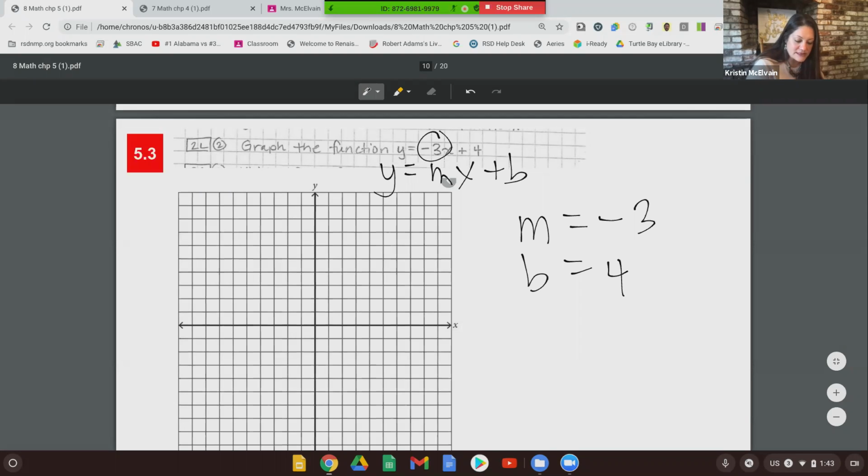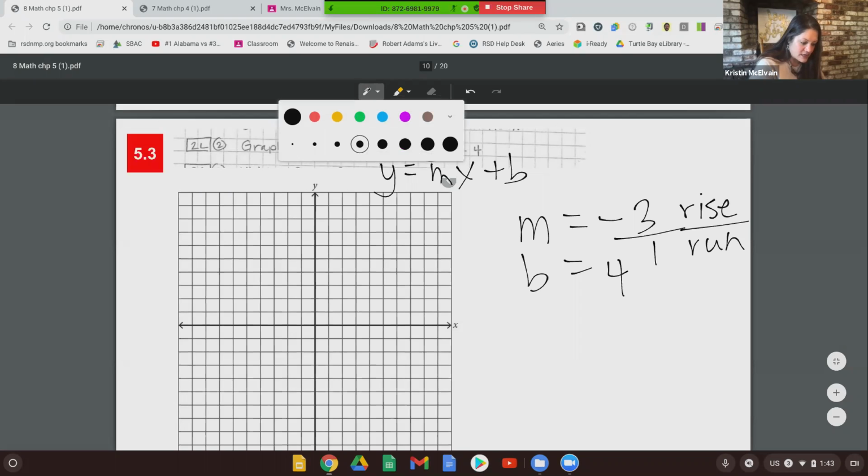Now remember, for my slope, any whole number is always over a 1. So if you want to do that for your rise over run, you can. Okay, so let's see here. I'm going to go make it bigger, and we will try green.